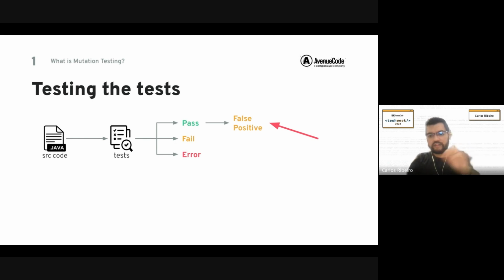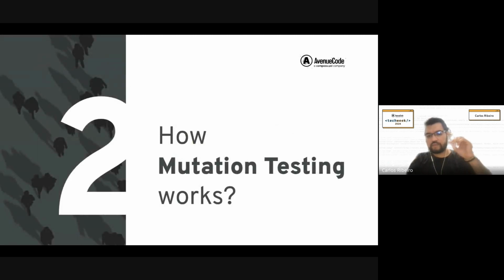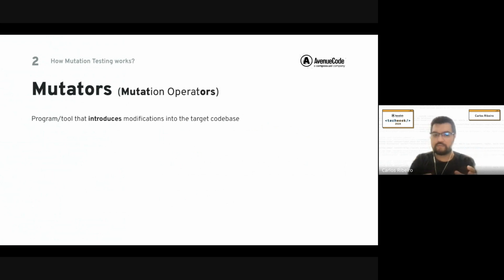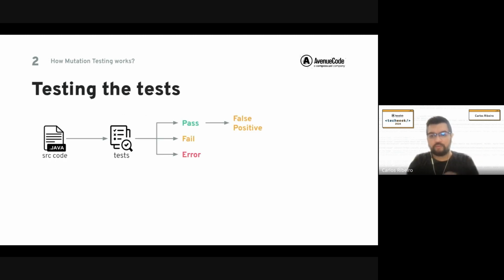So the next step is how mutation testing works in the scenario you were seeing before. Mutators are the algorithm that generates the changed code. This term comes from mutation operators, and it is basically a program that introduces modifications into the target code base. For example, the one I said before: you change a multiplication for a division. So how will it work in this scenario?